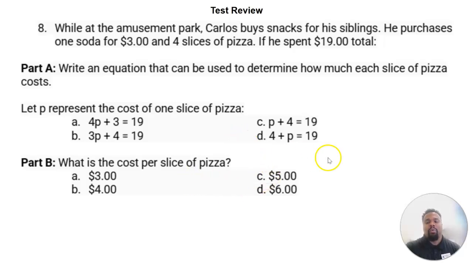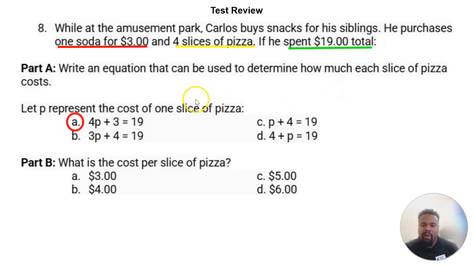So let's figure out how this equation could be mirrored to match this scenario. A couple things that stand out. Soda is $3 plus the 4 slices of pizza equals $19. We're trying to find the cost of 1 slice of pizza. We don't know that. So that's going to be our variable. P represents the slice of pizza. How many slices? 4 of them. So 4 times P plus the soda, which is $3, equals 19. That's going to be A.